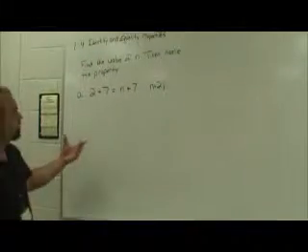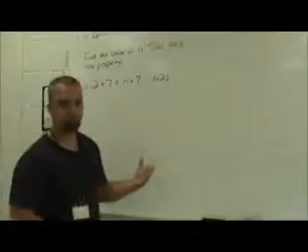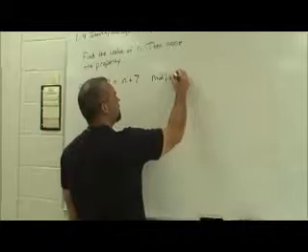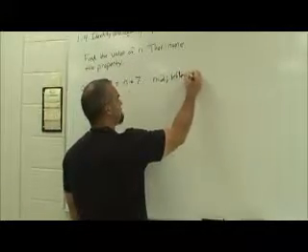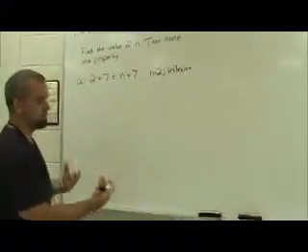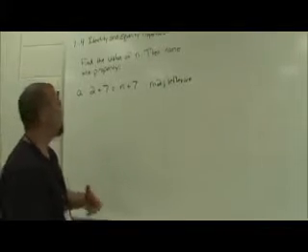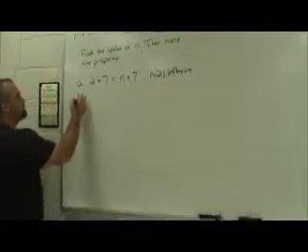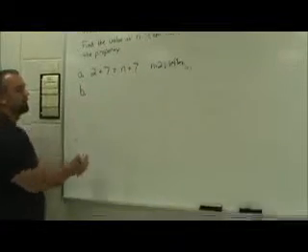And then what property says 2 plus 7 equals 2 plus 7? That's our reflexive property. Reflexive says the same thing equals the same thing. Kind of like with 7 equals 7. Well, 2 plus 7 equals 2 plus 7. Okay? So B, let's do a B here.